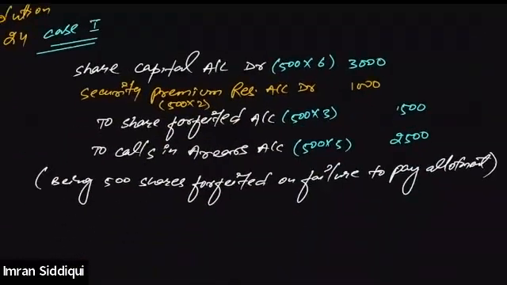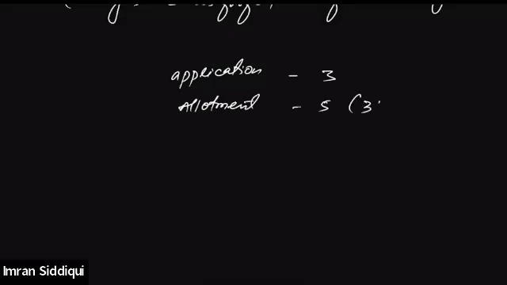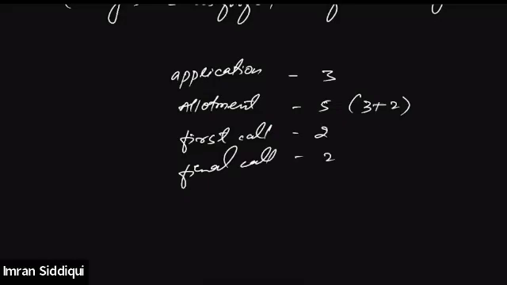See, let me show you. In this case, what was the application money? Tell me quickly. Application money was 3 rupees, is that right? And on allotment, the company decided to raise 5 rupees including premium, that means face value of allotment was 3 rupees, 3 plus 2 for the premium. And the first call was of 2 rupees, and the final call was also 2 rupees, is that right? Yes, sir.